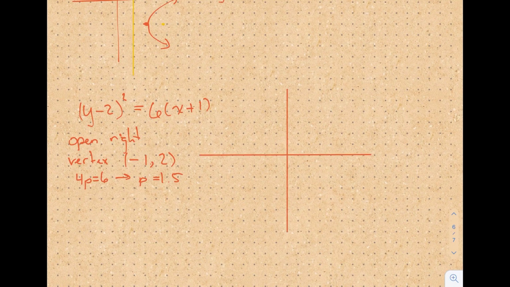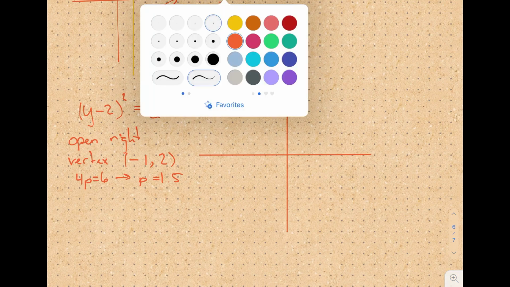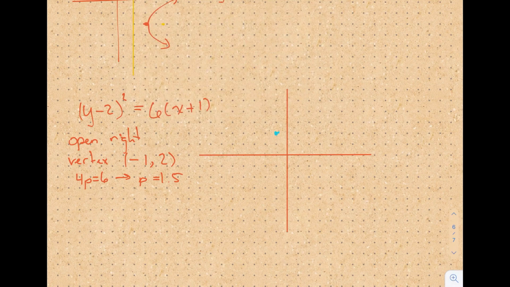So we'll sketch it first by graphing the vertex at -1, 2. Now the p is 1.5, which means if I go 1.5 units to the left, that'll give me the directrix. So that is a vertical line right here. And if I go 1.5 units to the right, that gives me the focus.